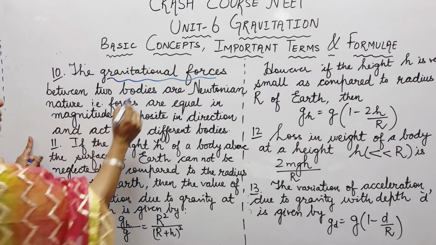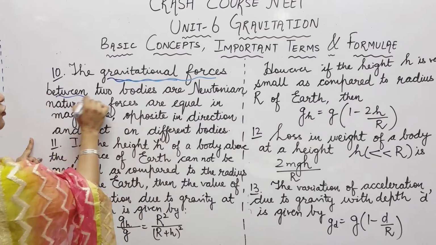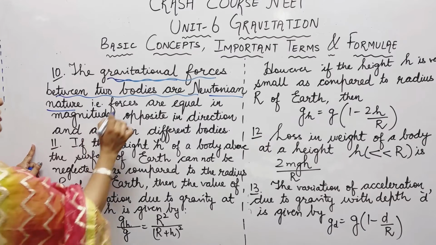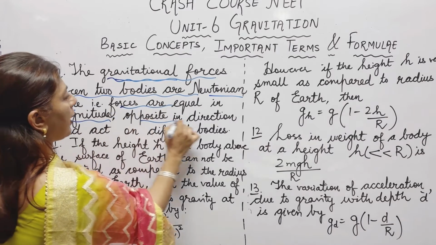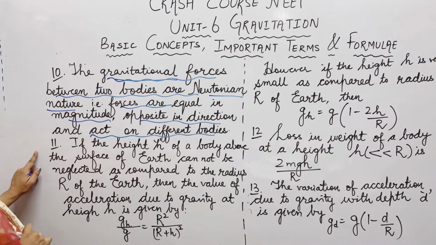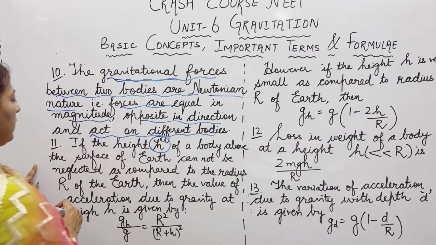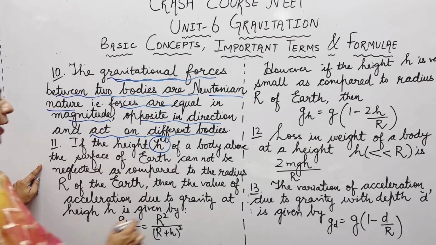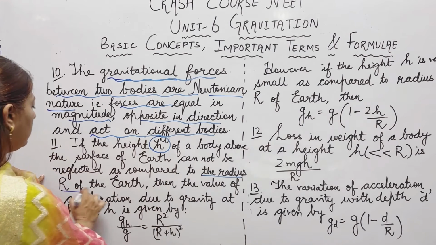The 10th point is about the gravitational forces between two bodies. They are Newtonian in nature. That means the forces are equal in magnitude and opposite in direction and act on different bodies. The 11th point is about the height h of a body above the surface of Earth that cannot be neglected in comparison to the radius of the Earth.